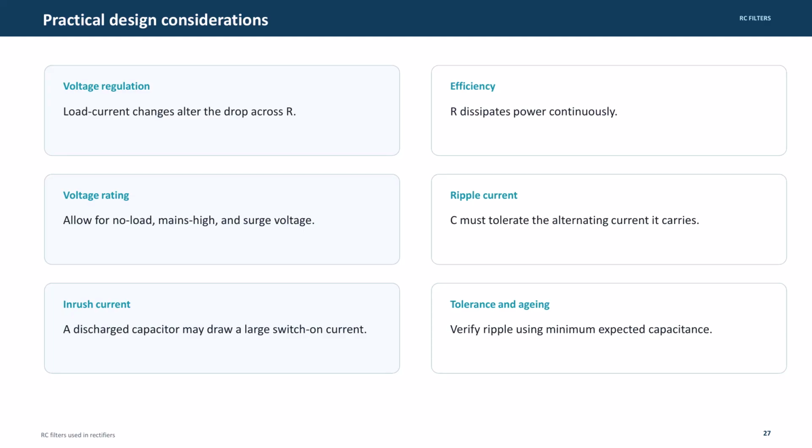Regulation is poor because changing load current changes the voltage drop across the resistor. Efficiency falls as resistor dissipation increases. The capacitor voltage rating must allow for no load, mains high, and surge conditions, while its ripple current rating must suit the alternating current it carries. Inrush current can be large when the capacitor is initially discharged. Finally, electrolytic capacitance varies with tolerance, temperature, and aging, so worst-case ripple should be checked using the minimum expected capacitance.